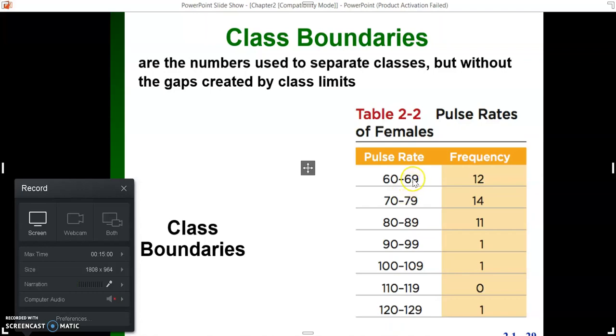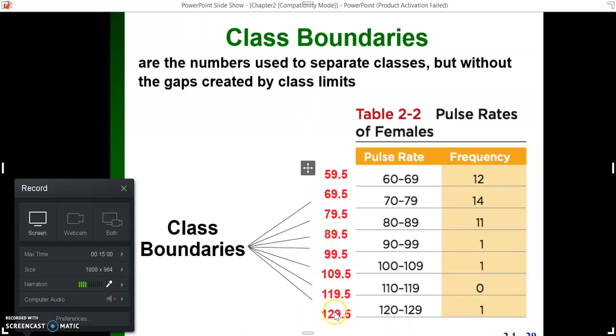For example, in between 69 and 70, that is 69.5. So that is called the class boundary value. In the same way, you can find the class boundaries for each class. In order to do that, you have to know the previous value for 60 and the value after 129. There are two extra boundary values you have to know, before 60 to 69 and after 120 to 129.